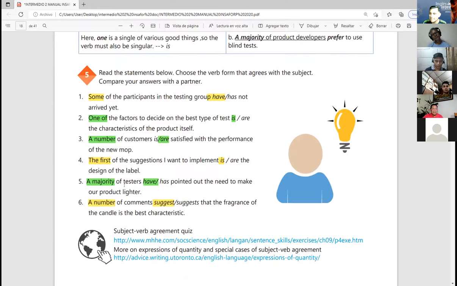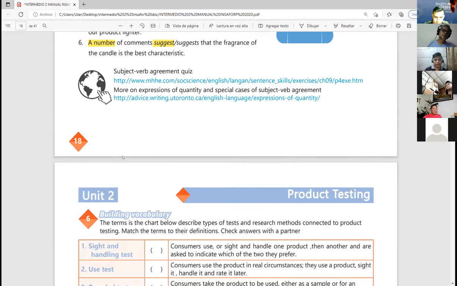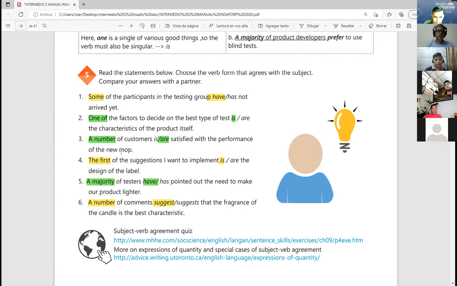Okay. Is the topic clear? Easy or difficult? Easy. A little easy. Easy, okay. Good. Okay, good. Excellent job.